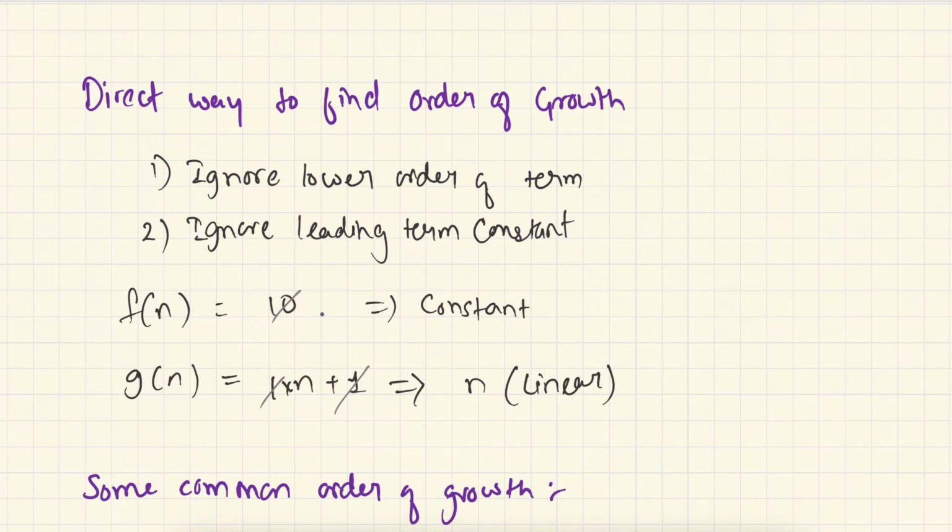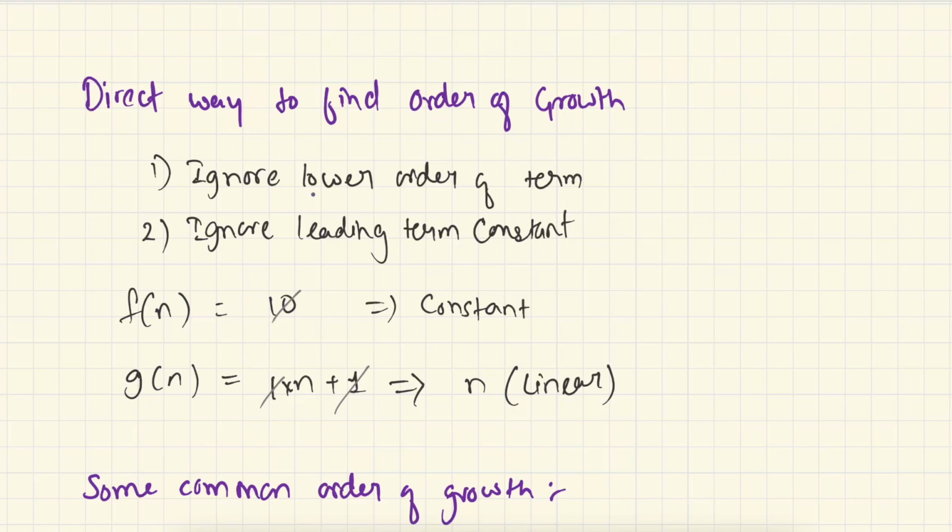So in this method, we just ignore the lower order terms and also ignore the leading term constant. So let's say f(n) is our function 1 and the time taken by function 1 is 10. It is a constant time. And g(n) is our second function and the time taken by the second function is 1 into n plus n.